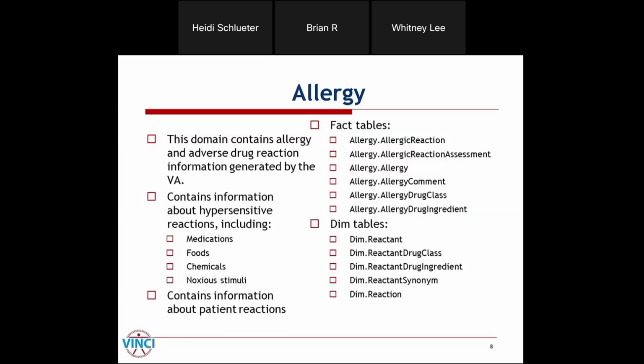The allergy domain contains allergy and adverse drug reaction information generated in the VA data. It includes information about hypersensitive reactions, including the medication, if it was a reaction to a medication, or the food, or the chemical, or the noxious stimuli. It also contains information about the type of reaction. So was it a rash? Was it something else? Those kinds of things. And it uses these fact and dim tables.